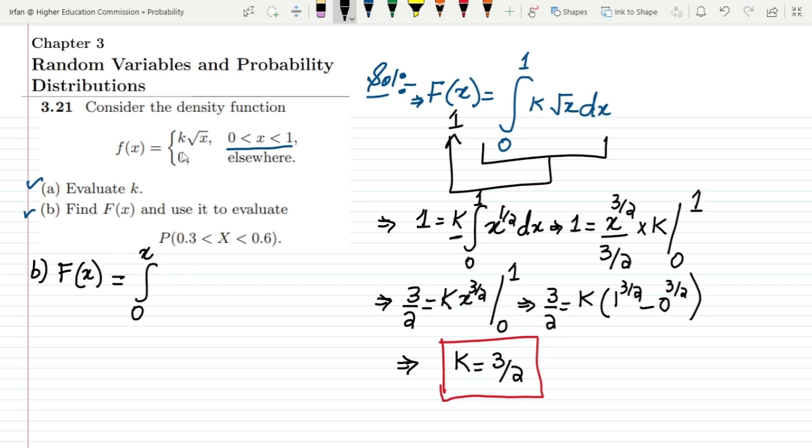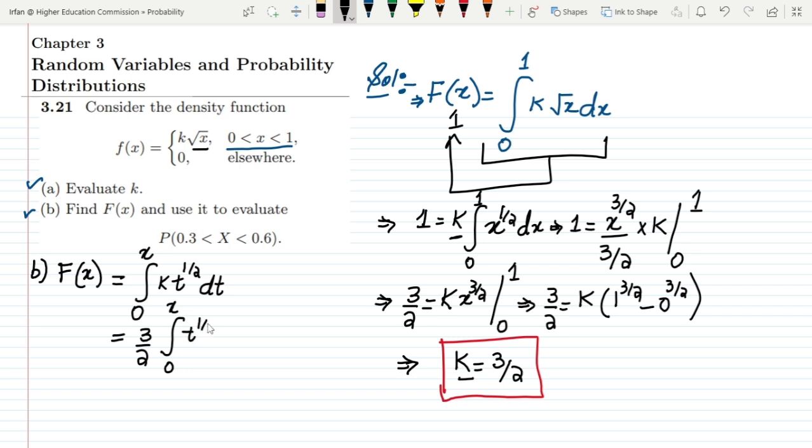Now I have to write the value of k, and let me represent this x, which is in the actual equation, with another variable, t. So this would be t square root, integrated with respect to t as well. Now the value of k is already known, and that is 3 by 2. So taking this 3 by 2 out, here we will have 0 to x.